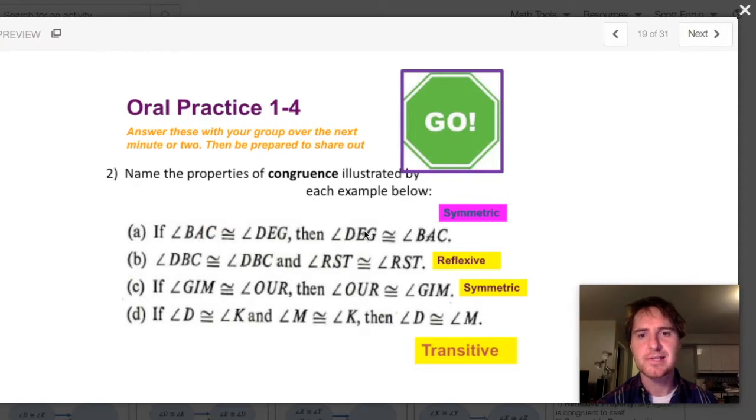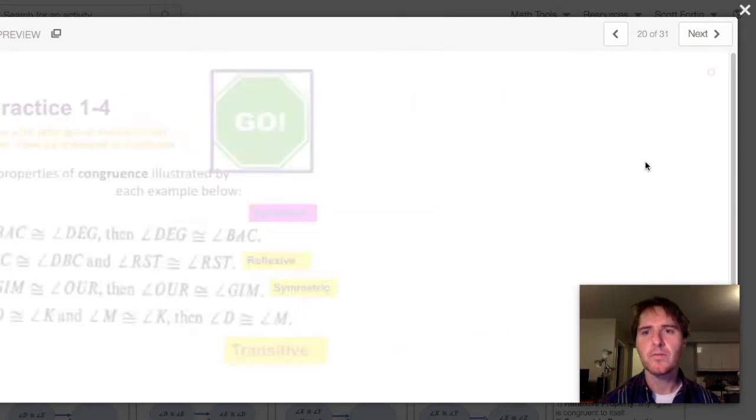Symmetric, right? So this is just the sides of the congruency symbols changing. Angle DEG congruent to angle BAC is the same thing as saying angle BAC is congruent to angle DEG. So we're good to go. And then this is probably easier right here, especially after you did the congruency stuff earlier. So let me know if you have questions on that.